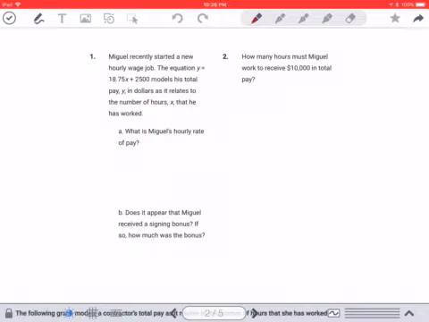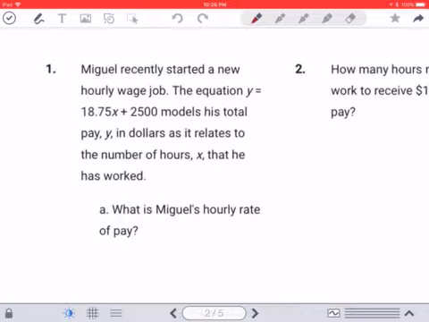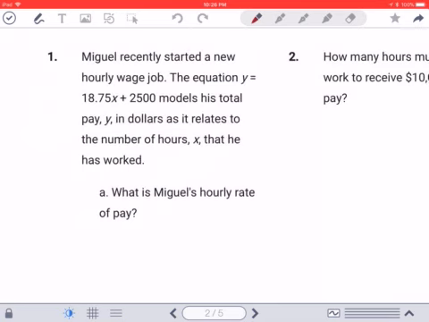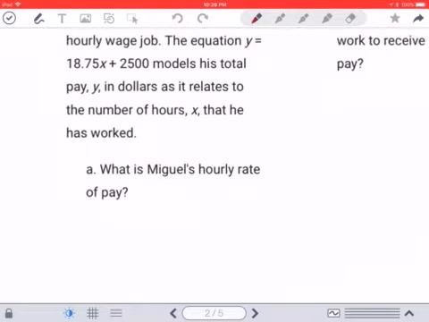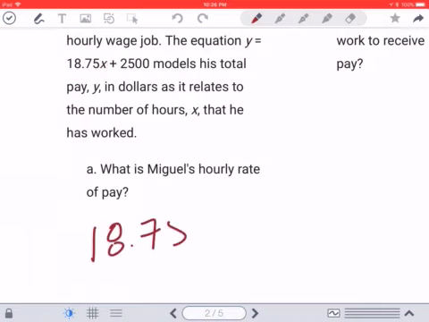Okay, I'm just going to go through the checkup. So number one, Miguel recently started a new hourly wage. The equation y equals 18.75x plus 2,500 models his total pay. Y in dollars relates to the number of hours x that he has worked. What is Miguel's hourly rate of pay? Well, the variable is going to be his hours. So he's making $18.75 an hour. It'd be nice to make $2,500 an hour, but that's something else.